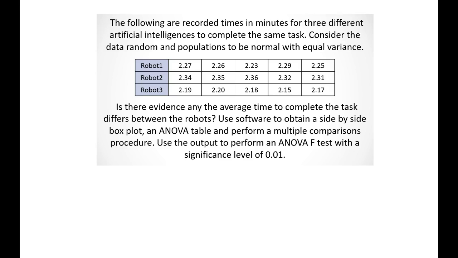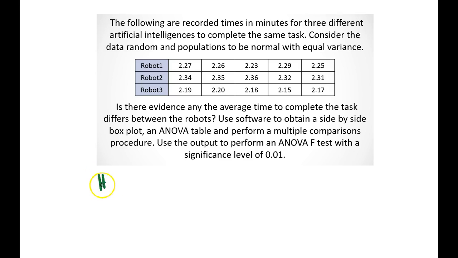We're going to use software to obtain a side-by-side box plot, an ANOVA table, and perform a multiple comparisons procedure. And we want to use this output from the ANOVA F test with a significance level of 0.01. So we want to perform an F test. So what that means is that we need to state our null and alternative hypotheses.